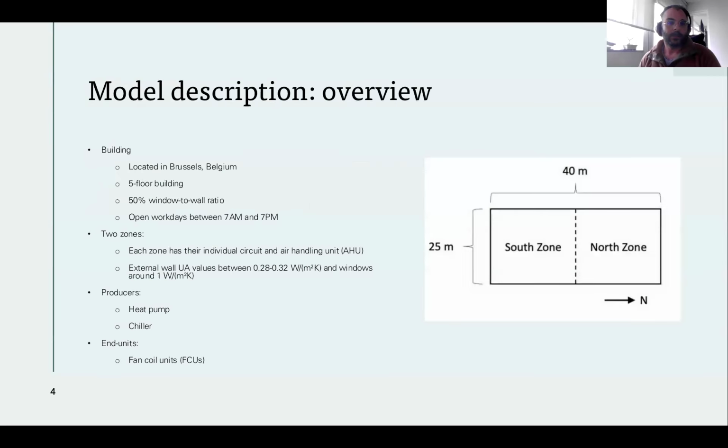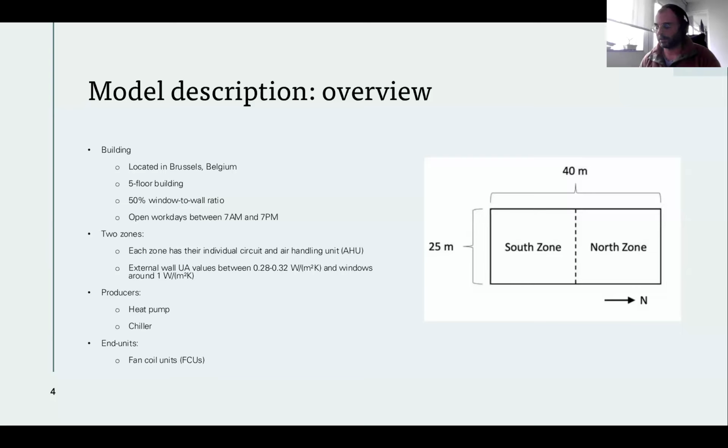Okay, so let's get started with the model that we have developed. It's an office building located in Brussels, so you can expect a European continental weather. It's a 5-floor building, 15 meters high, with a 50% window to wall ratio. And it's open between 7 a.m. and 7 p.m., so during those hours you will have occupancy that is provided.